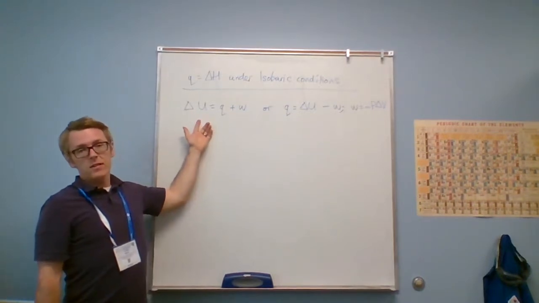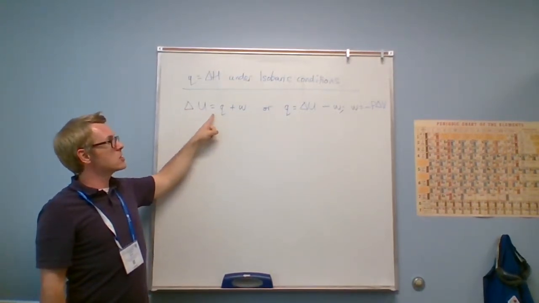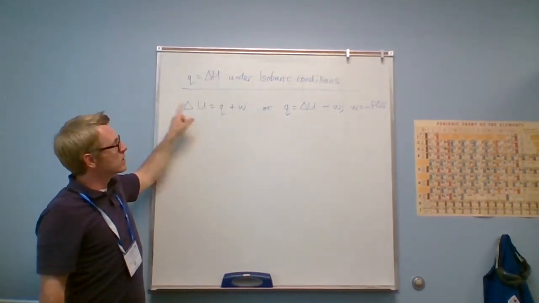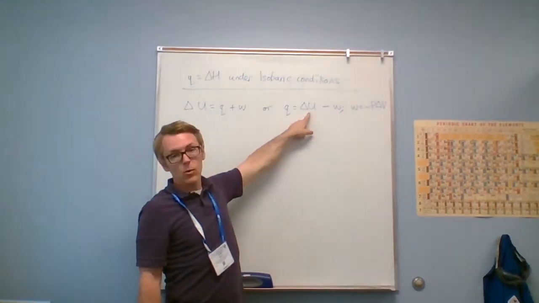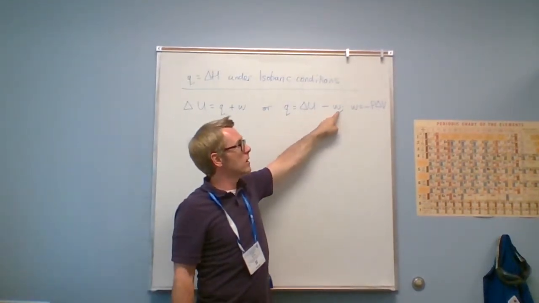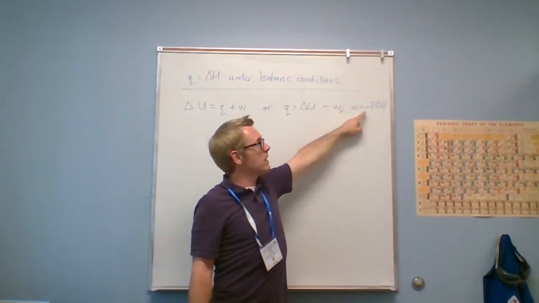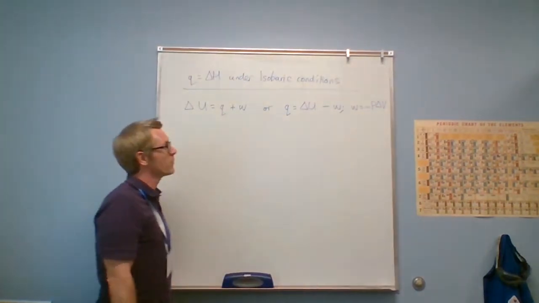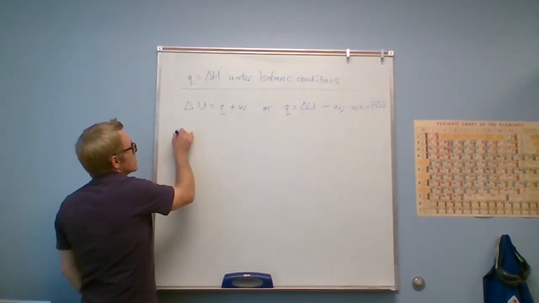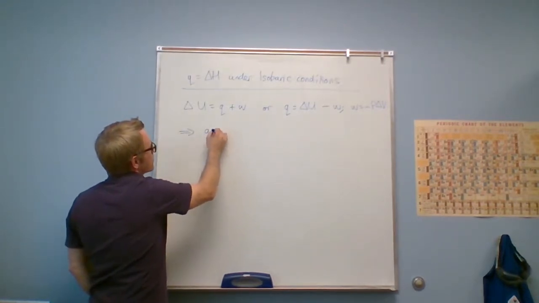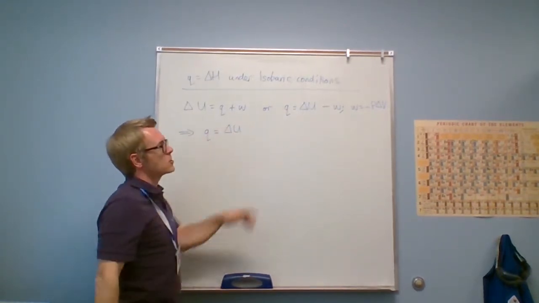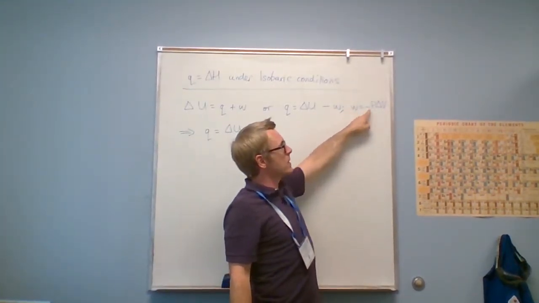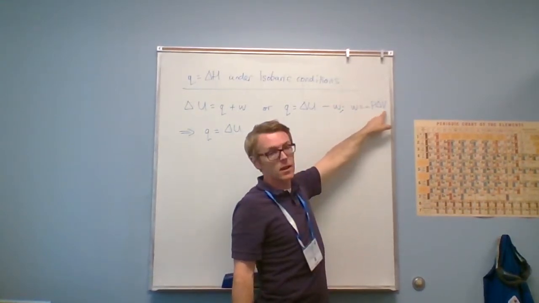We're going to restate the first law of thermodynamics again. Change in internal energy is heat plus work. Or if we take work to the other side, heat equals the change in internal energy minus work. And remember, when we say work, we mean expansion work. So work is minus the pressure times the change in volume. So heat is change in internal energy minus work, but work is minus P delta V, so minus work must be plus P delta V.